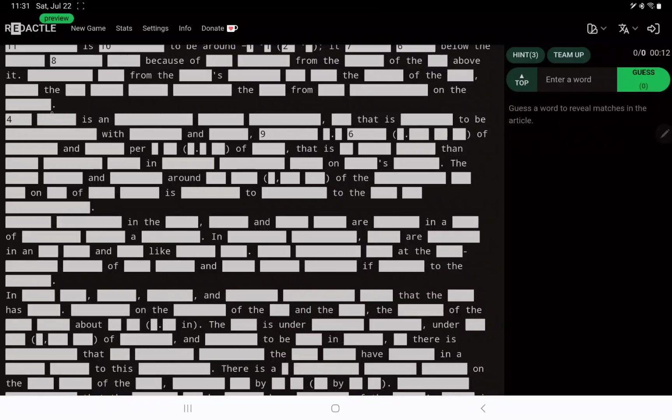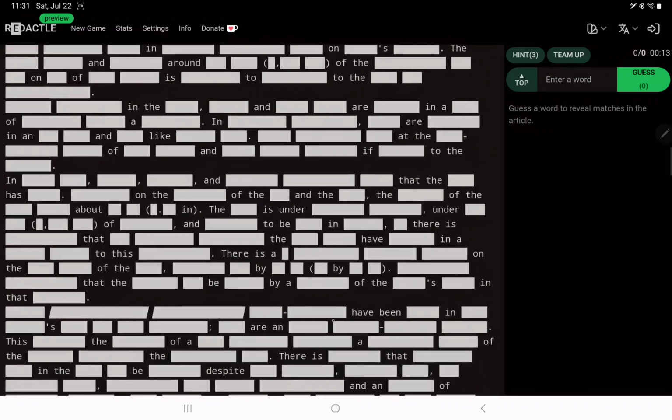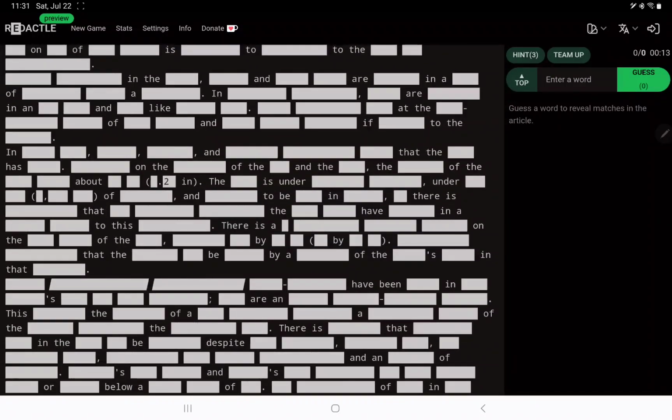Maybe we have some rainfall. 4-6 is a 12-7-11, something that is 8 to be 14 with 8 and 6. 1 point, so meters, square feet of rainfall, and something per something of 5. Oh, here we have inches.